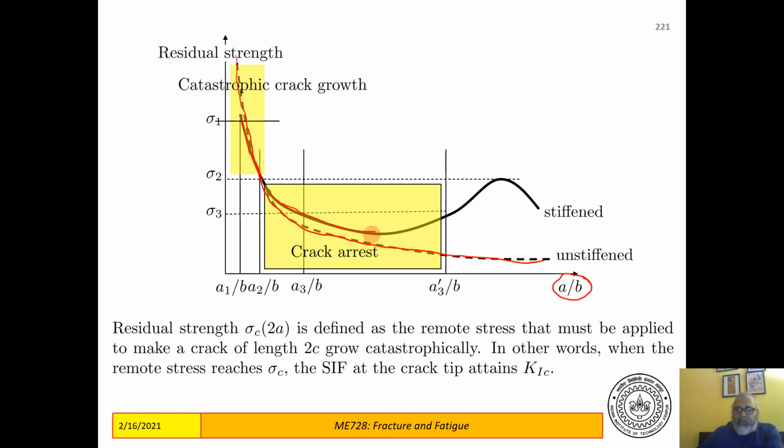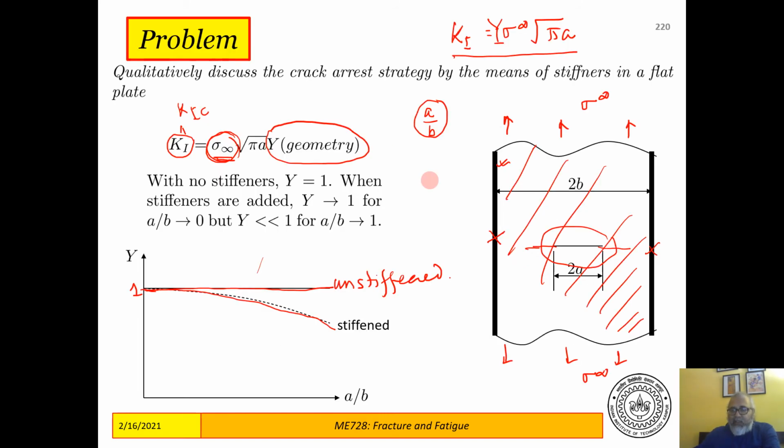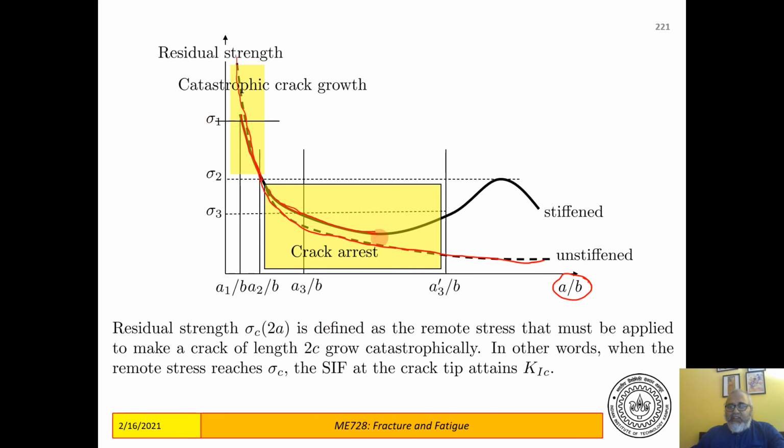Okay, then slowly, as you increase the length of the crack, it comes very close to the stiffeners. And it cannot break through the stiffeners because the stiffeners are thicker than the plate itself. So it starts feeling the stiffeners very strongly, and the residual strength increases even more from the unstiffened case, because the crack is very close to the stiffeners and the stiffeners tend to stop it.